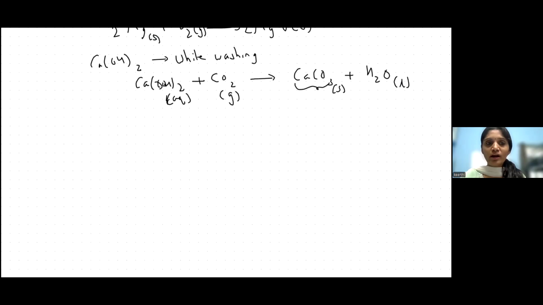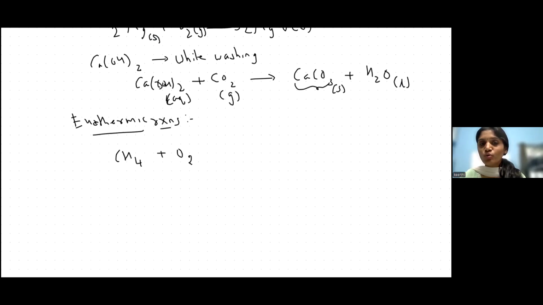Now if you go for the next reaction, we have a certain category of reactions in NCERT which are termed exothermic reactions. Exothermic reactions are those reactions which involve the release of heat. The main exothermic reaction mentioned in NCERT is the combustion of methane. Methane will undergo combustion, giving CO2 plus H2O plus heat.